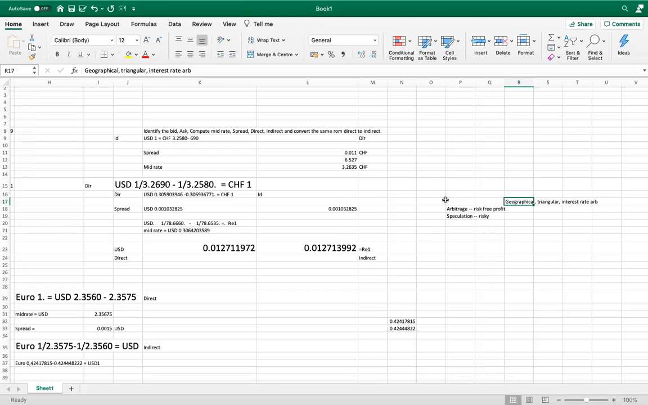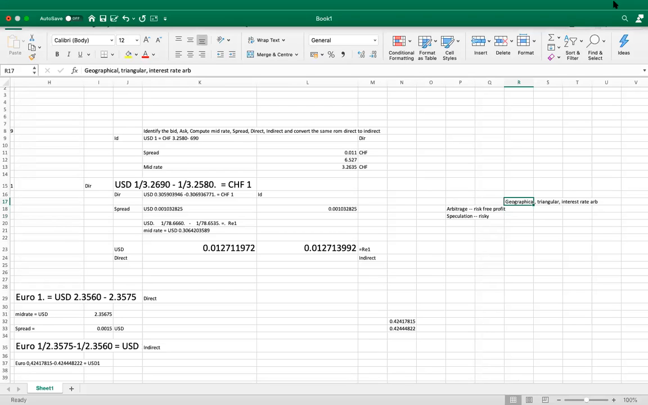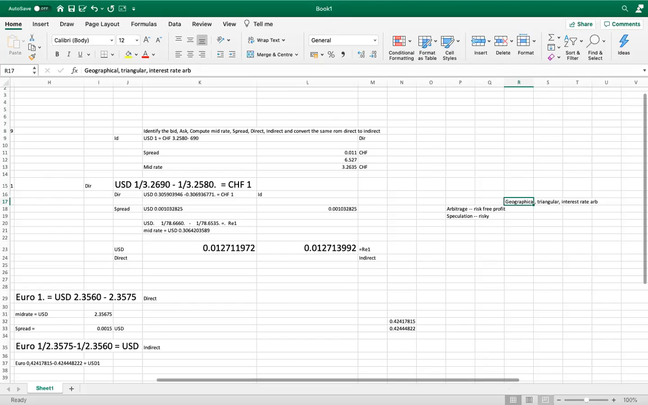Whereas triangular arbitrage is an arbitrage wherein you convert to another currency and then you sell. We call it triangular arbitrage. I hope you're following this. See, arbitrage is a risk-free profit, and geographical arbitrage involves two geographical locations. Buy in one market, sell in another market and make a profit. You know there is a sure-shot profit.